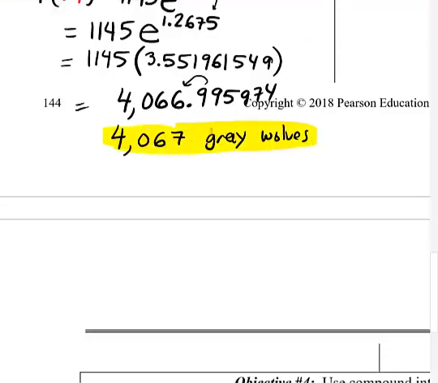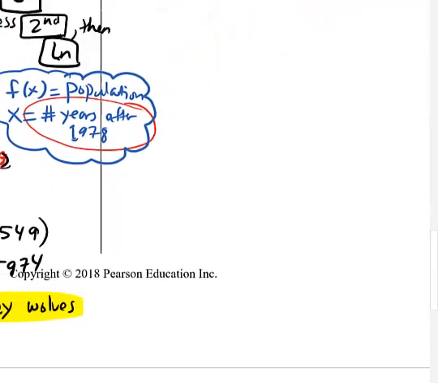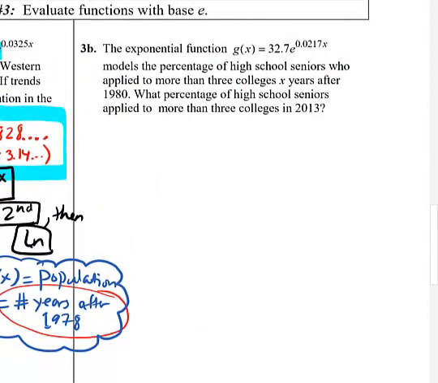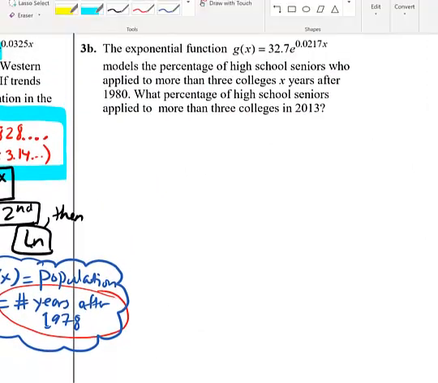Is that a lot? I guess depending on how big the area is. All right, that was fun. Now let's do something similar. This one, I think, is almost the exact same thing.